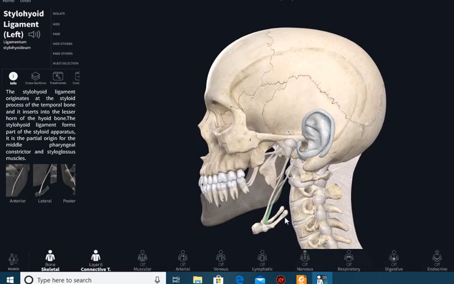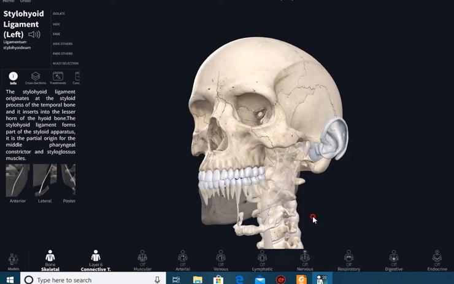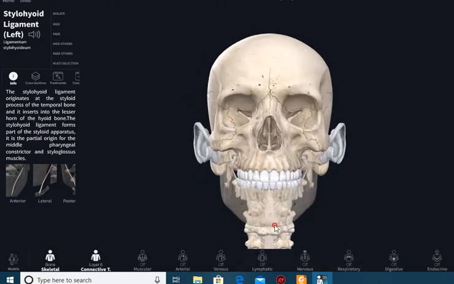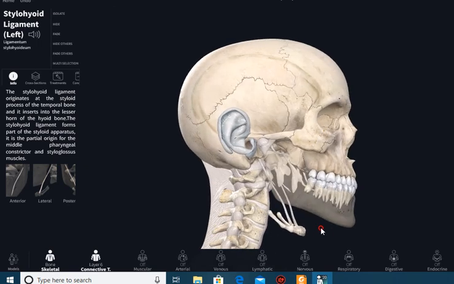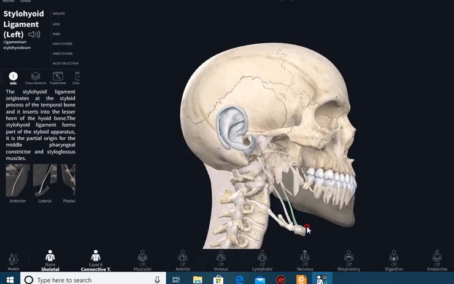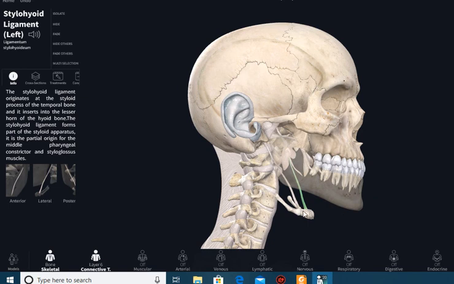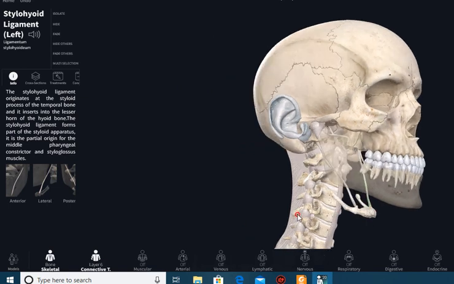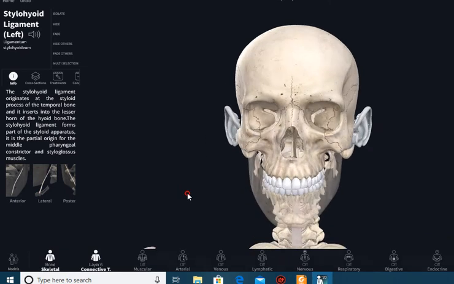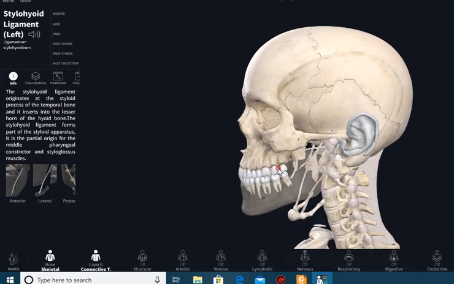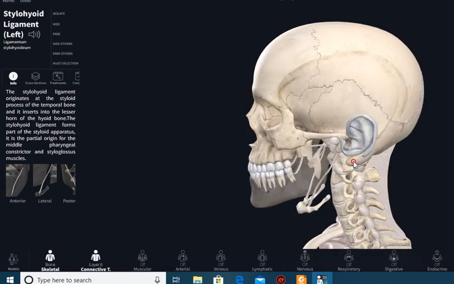This is the lesser horn of the hyoid, and this is the greater horn. This is the body of the hyoid. The hyoid is not a complicated bone, it is located individually and does not connect, the only bone which is not articulating with other bones. So this hyoid bone has the lesser horn, the greater horn, and the body. So that's the main constraint of the hyoid bone. Now, connecting the styloid process of the temporal bone to the lesser horn of the hyoid bone, you have the stylohyoid ligament. So that's the next thing.